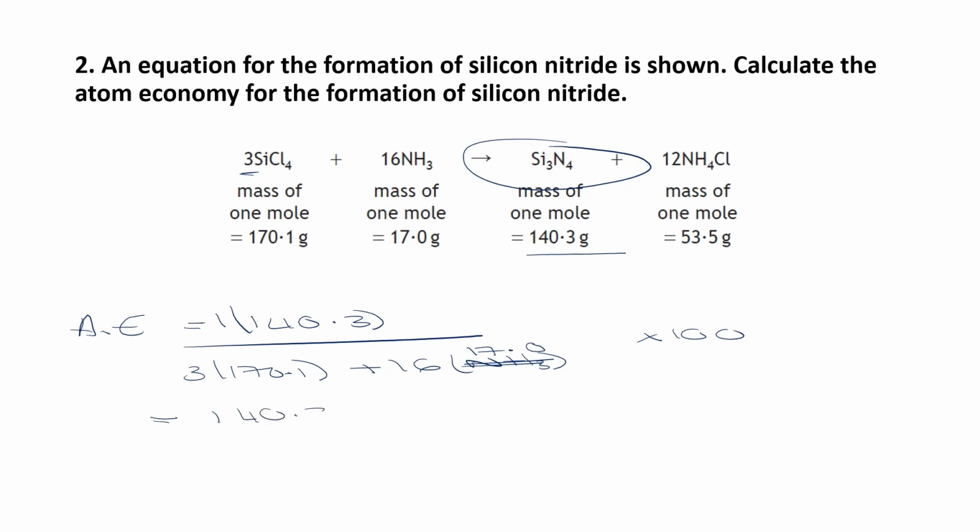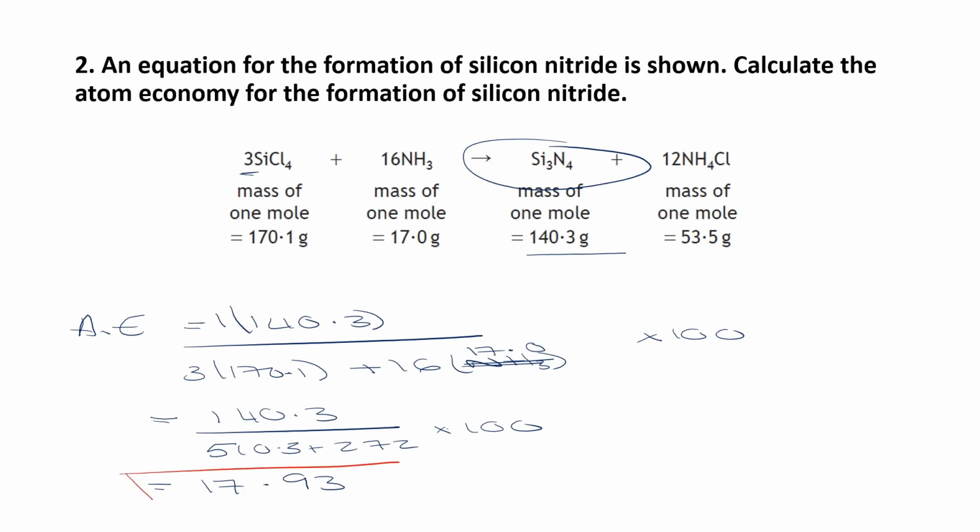This sum therefore becomes 140.3 divided by 510.3 plus 272 times 100. And once we have done that on our calculator, we will find the answer to be 17.93. Therefore, our atom economy for this reaction is 17.93, which is rather low. It is unlikely that we would choose to proceed with this reaction.